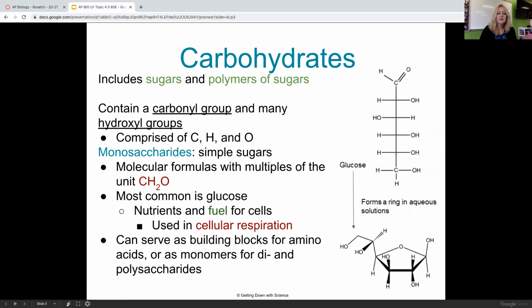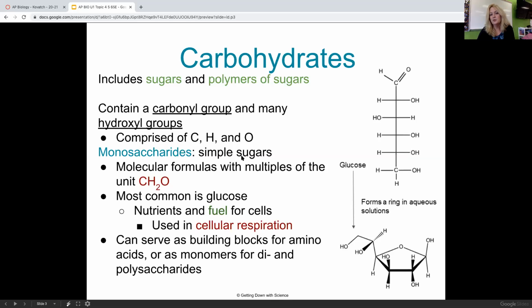Carbohydrates you have heard of in your biology classes. Of course, you know that those are sugars. This includes sugars and polymers of sugars. If you take a look at the structure of a carbohydrate, you know that it's going to have a carbonyl group that we talked about before and a hydroxyl group. It's comprised of carbon, hydrogen, and oxygen.